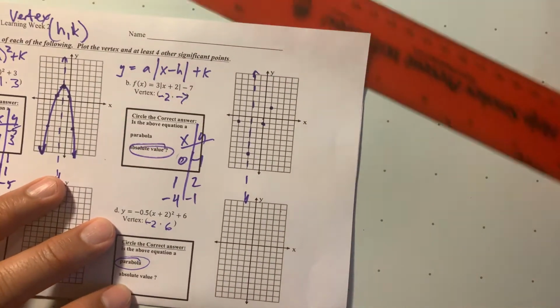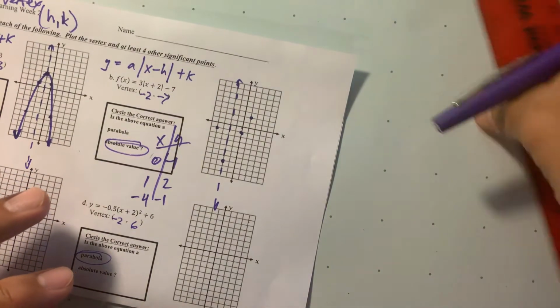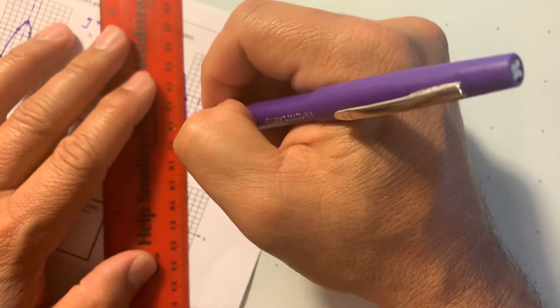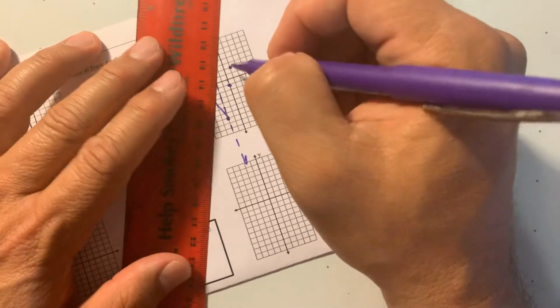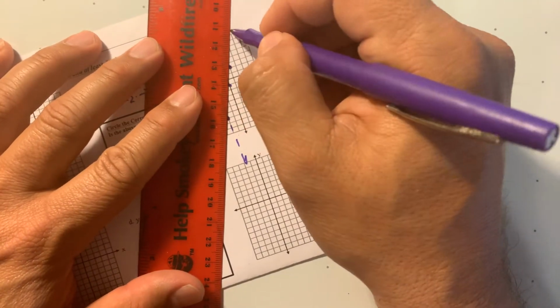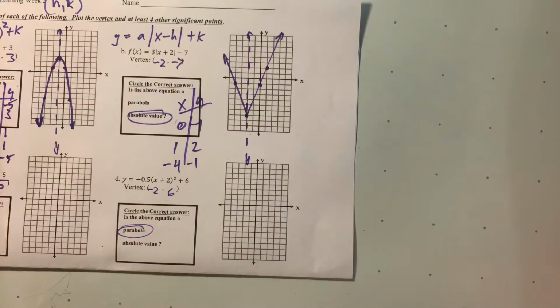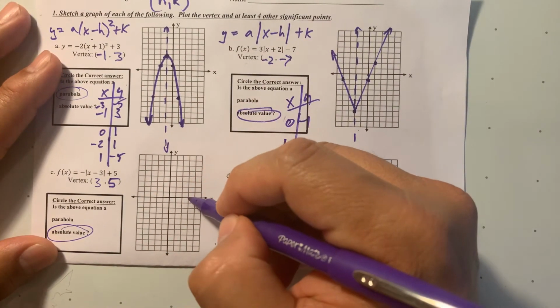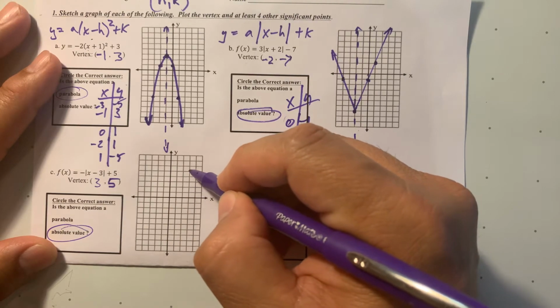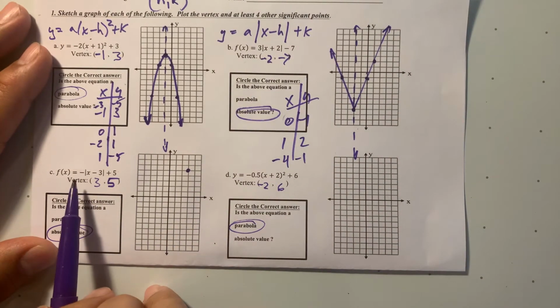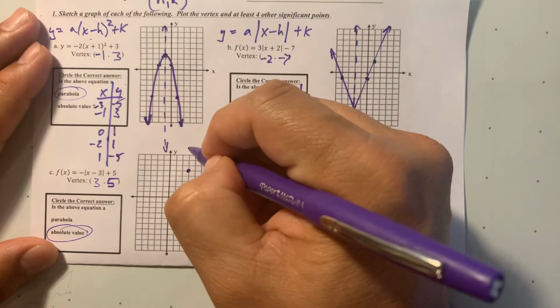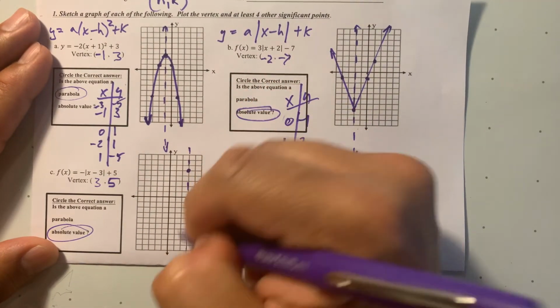And then I can use a straight edge on this one because it's V-shaped. Just connect the dots. There you go. All right. Vertex on this part C is 3, 5. There's my vertex. I know it opens down. Okay, and it's going to be absolute value, so it's going to be a V-shape that opens down. There's my vertex, so this is my line of symmetry that goes through the vertex.